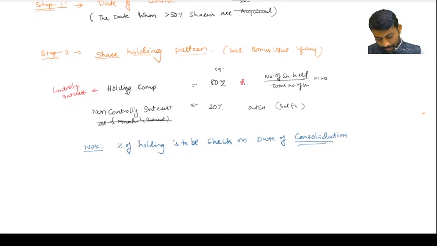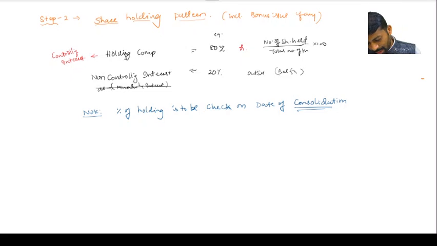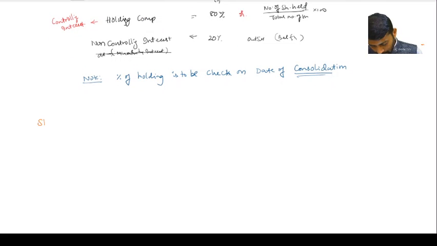Got it? Yes, sir. Next, let's go to step number 3. Step number 3, from here onwards it's very, very important. Step number 3 is analysis of profits of subsidiary.